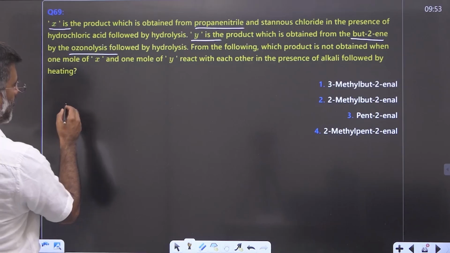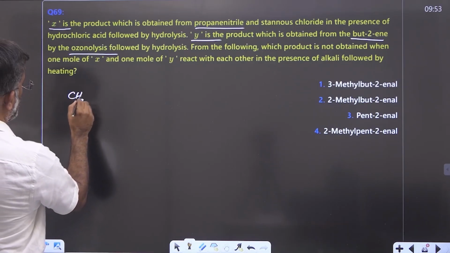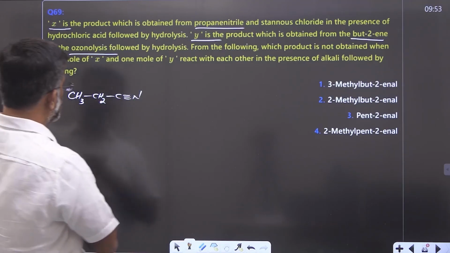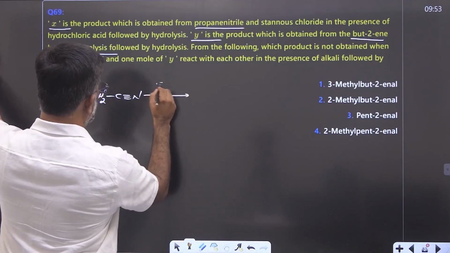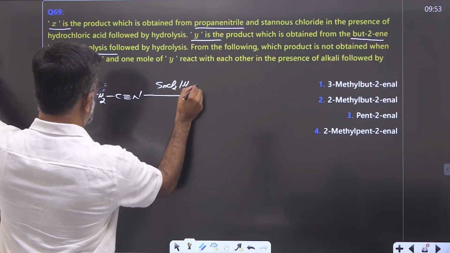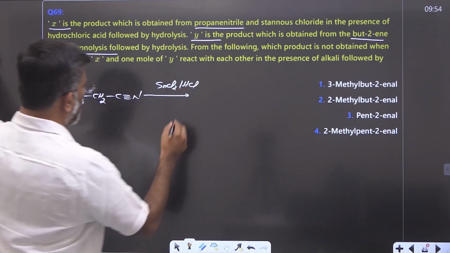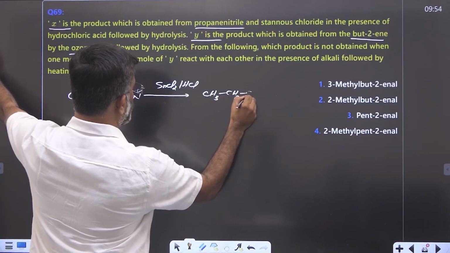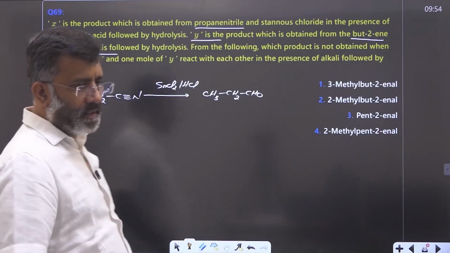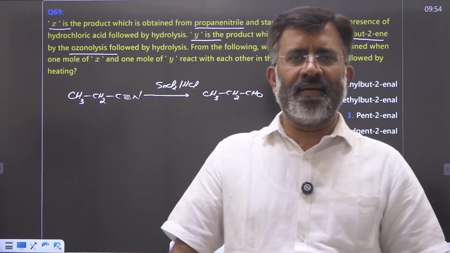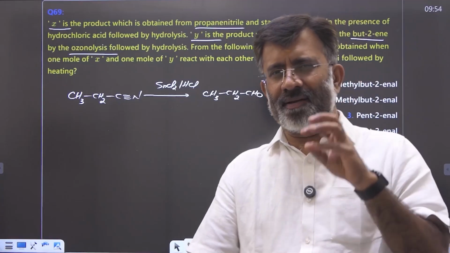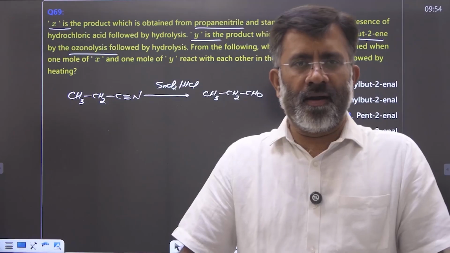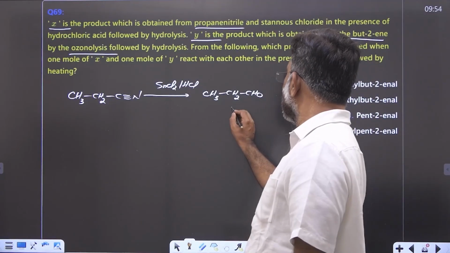So, what exactly is X? Propane nitrile, CH3CH2CN, is treated with SnCl2/HCl, that is Stephen reduction, and the result is known to all. It is CH3CH2CHO. The final result after hydrolysis: first you get imine. Hope you remember, it's a partial reduction. First you get imine, and from there it is converted to aldehyde. So you get propanal. That is X.